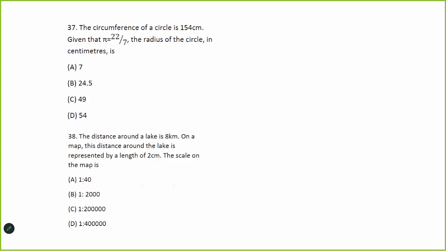This one here, the radius of a circle, the circumference is 154. The radius in centimeters. The circumference is 2 pi r. 2 multiplied by 22 over 7 multiplied by 7. I'm going to use 7 here first to see. The 7s cancel out. 2 by 22 is 44, times 2 is 88, so I know it's not this.